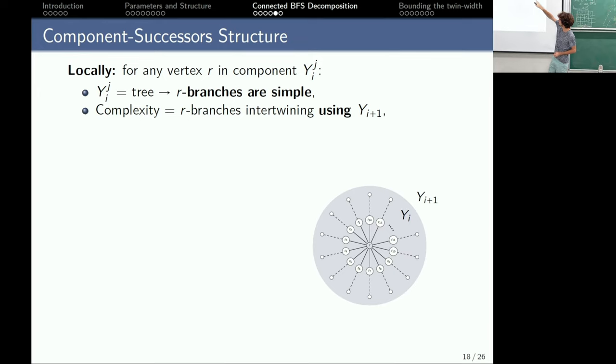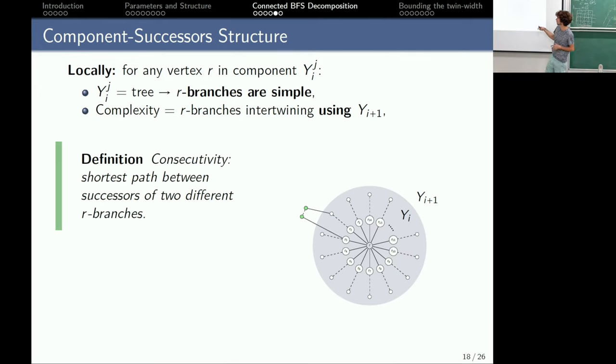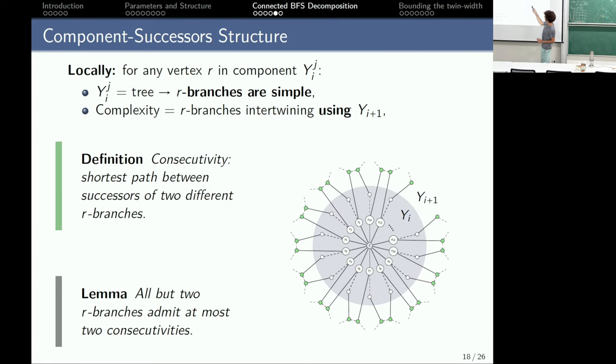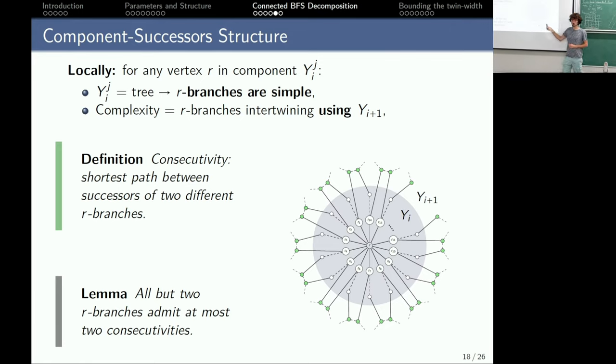You can use yi plus 1 to somehow break it being a tree, right? You can have some different branches around your vertex, or around your root, that reconnect somehow using yi plus 1. This supports what I was claiming earlier, that if there is some complex structure in yi plus 1, it must lie because of edges between yi and yi plus 1. So you can have what we call consecutivities, which are shortest paths reconnecting two different branches. I won't go into too much detail, but you can show that all but two branches at a given point have at most two such consecutivities.